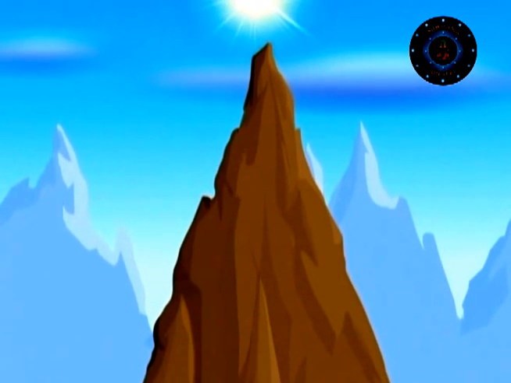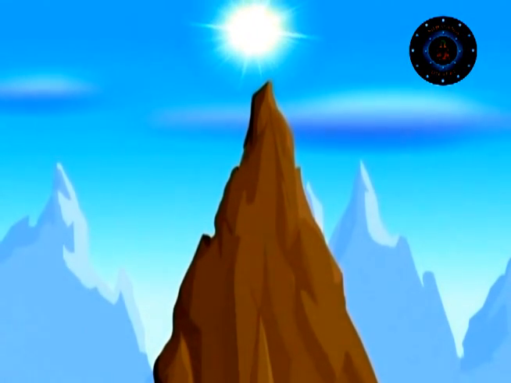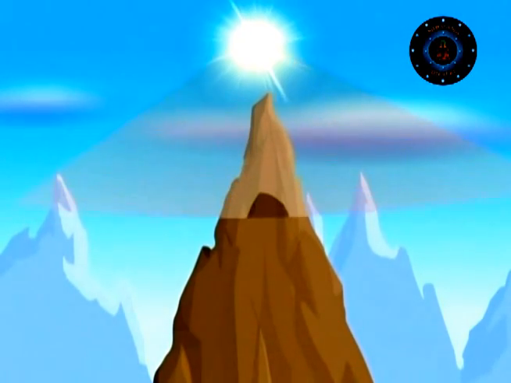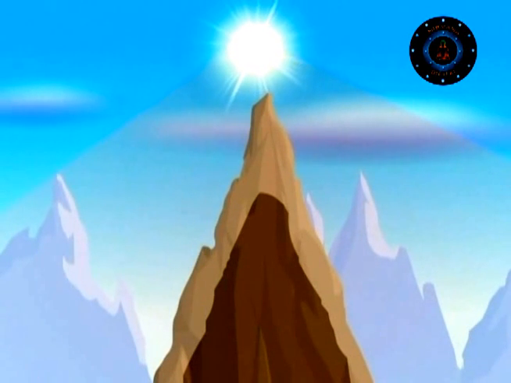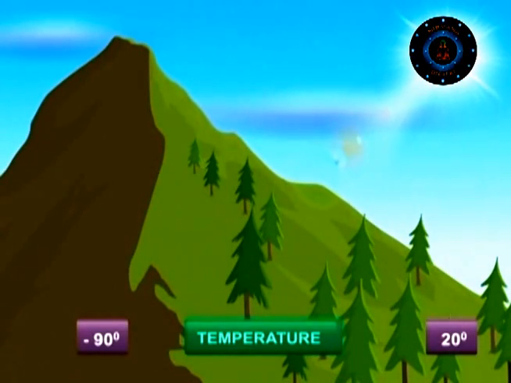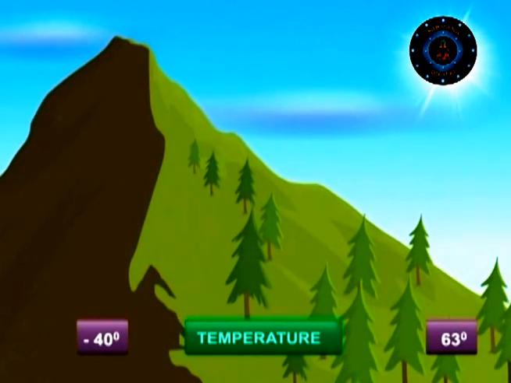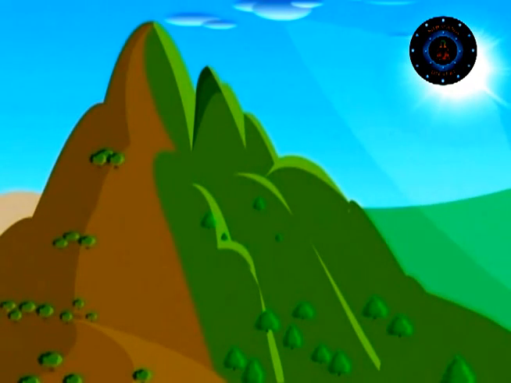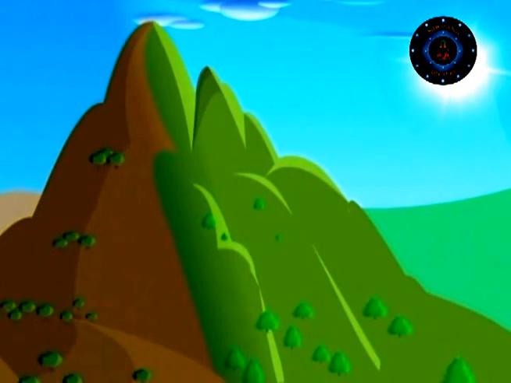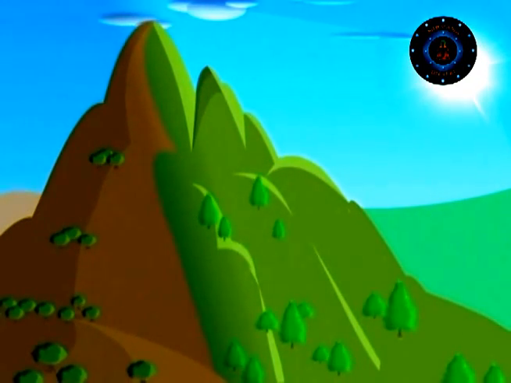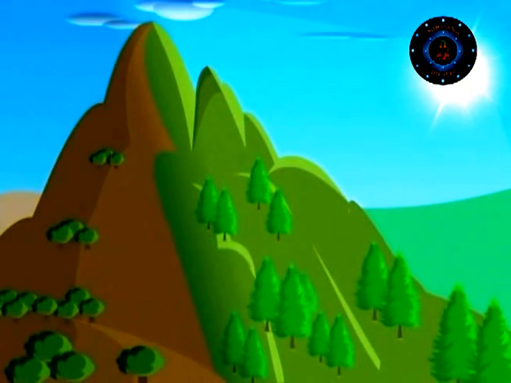The slopes of the mountains also play an important role in deciding the temperature. If the slope is facing the sun during the hottest part of the day, then that part of the mountain slope will be warmer than the area which is in shade. The slopes that are warm will have bigger plants than the slopes that are cool and shady.